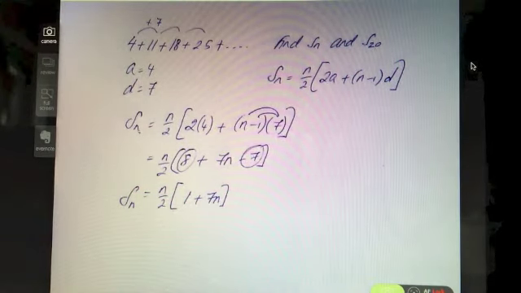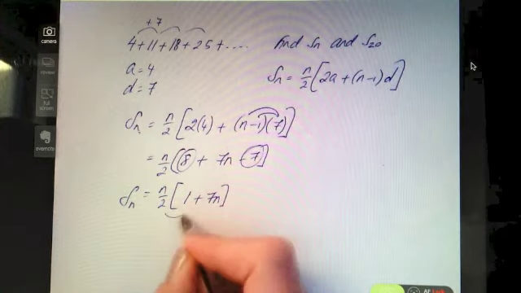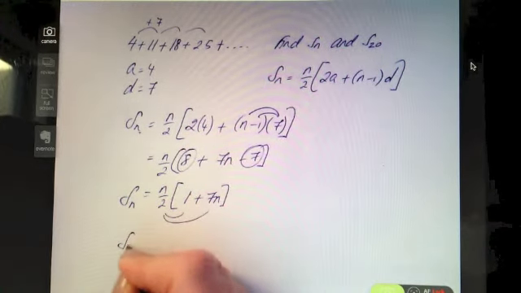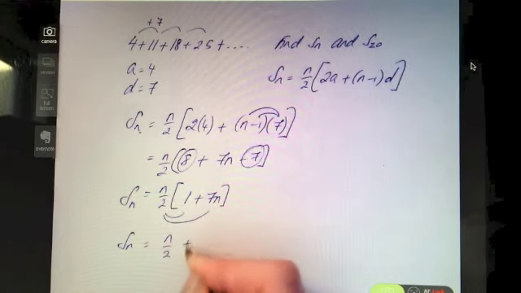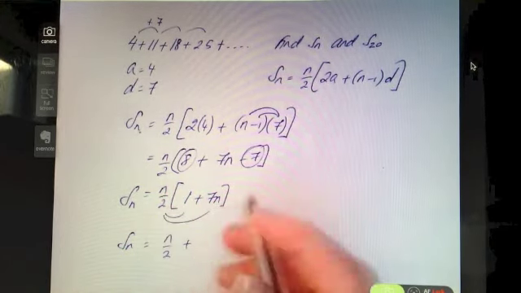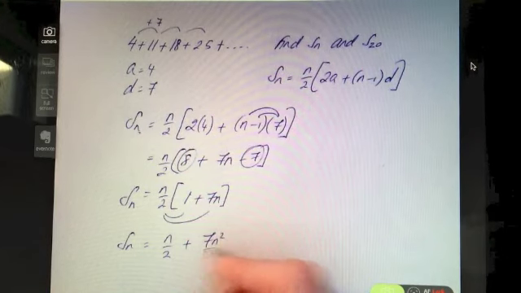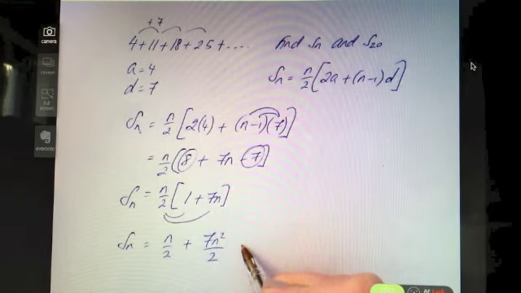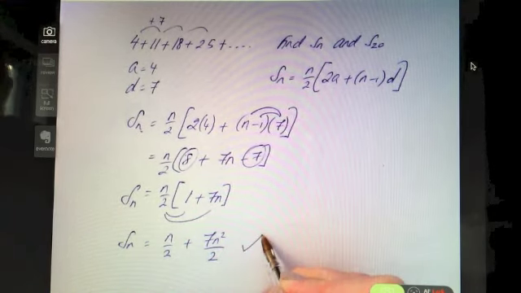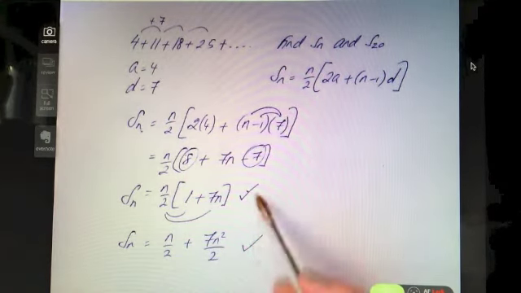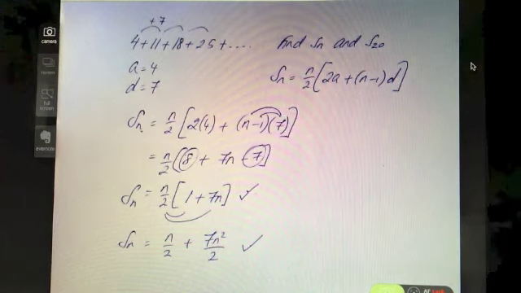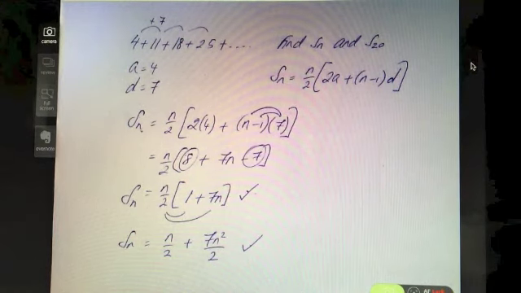If I was to go a little bit further with that, although there would be no need, n over 2 times 1 is n over 2, and n over 2 times 7n would be 7n squared over 2. This is just in case it was given to you in a different format on, say, the paper. Both of those are equivalent, and both of those are therefore your expression for Sn.